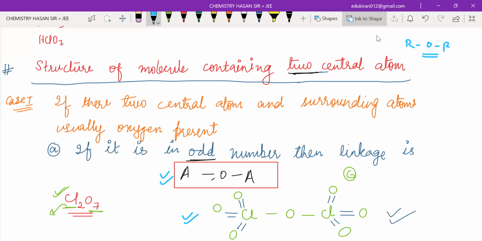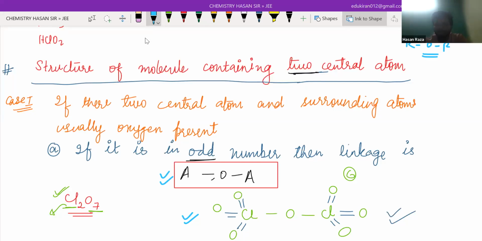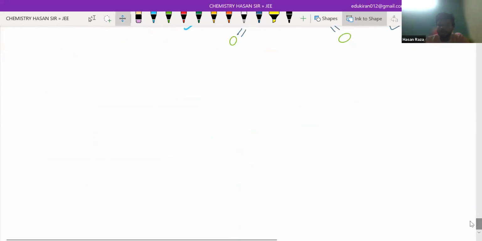Okay. Can I change the slide? Okay, I'm going to give you an example. See, the previous rule will be followed. If I ask you to write the structure of Mn2O7, can you write the structure of Mn2O7? Just wait.